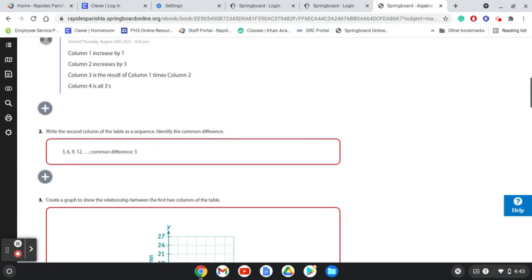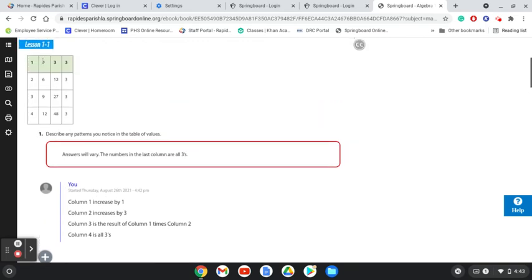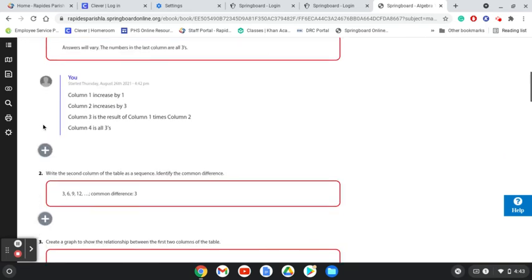So number 2, write the second column in a table as a sequence. Identify the common difference. So we'll take 3, 6, 9, 12. Write it as a sequence, 3, 6, 9, 12. Remember your dot, dot, dot. The common difference is 3. 3, 6, 9, 12, difference of 3.